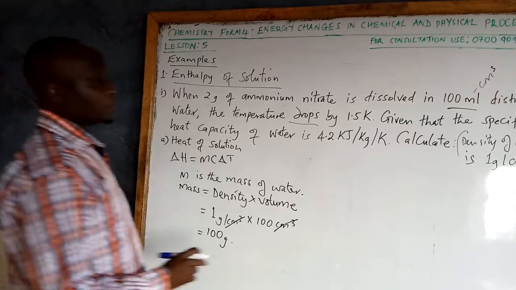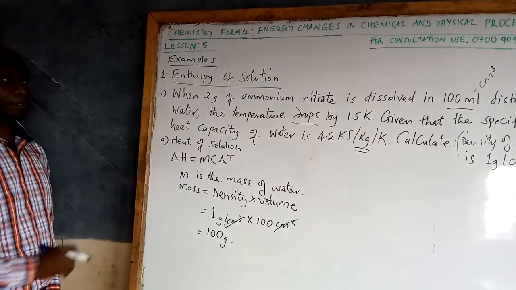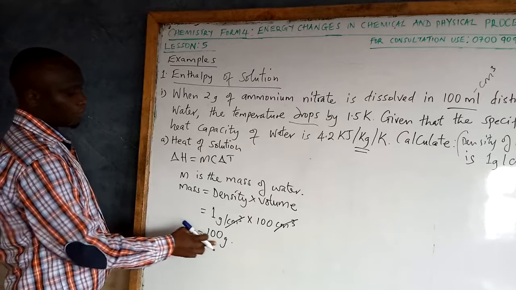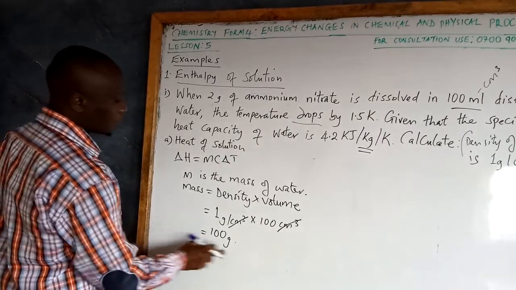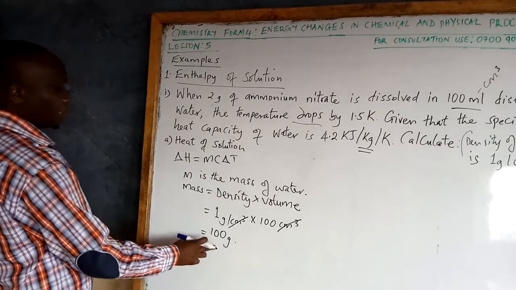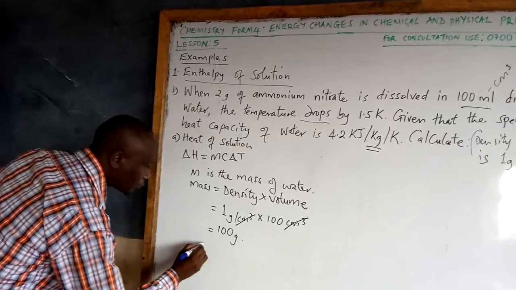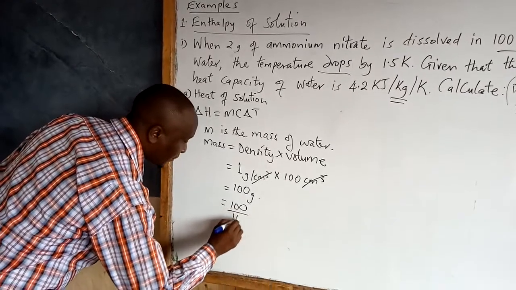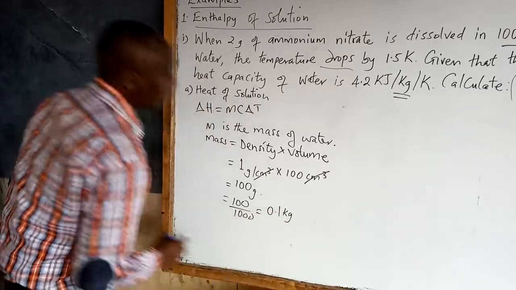Now look at the specific heat capacity given. It is given in kilograms. So you will need to convert this into kilogram. To convert this into kilogram, you divide by 1,000, it changes the grams to kilogram. So this would be equivalent to 100 divided by 1,000. So that will be 0.1 kilogram.